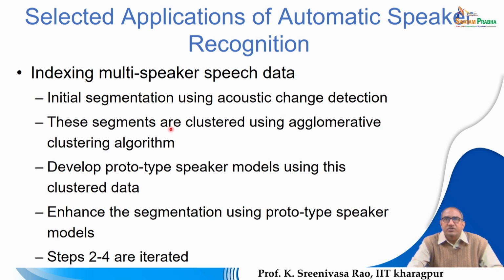Among the selected applications of automatic speaker recognition, one is indexing multi-speaker data. We have seen that. How do we do that? Here the steps were given briefly. Assuming the data is multi-speaker data, first we have to identify the boundaries of the speakers in the multi-speaker speech. Then you need to perform clustering with respect to the speakers. Then use those clustered data and refine again. That way, after iteration, the speech corresponding to a particular speaker will be clustered in each node.